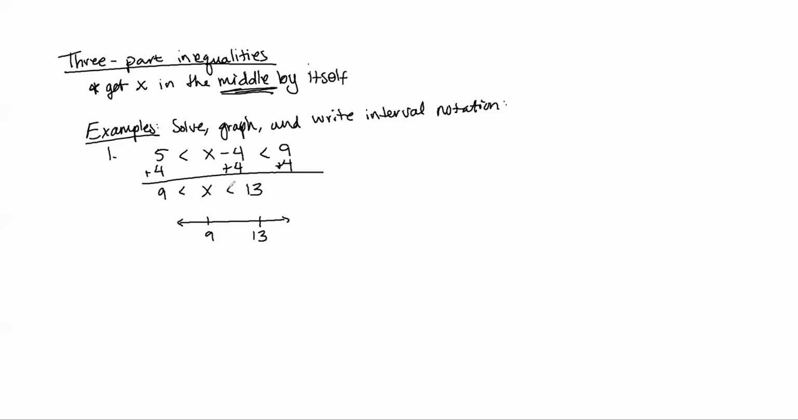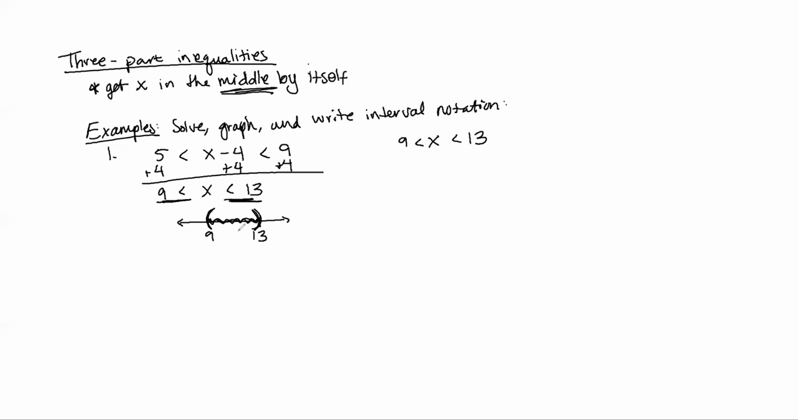They are both less than, so whichever one is right next to the one on the left is gonna determine whether it's a parenthesis or bracket. So we're gonna have a parenthesis at 9. We're going to have a parenthesis at 13 and shade in between. This is saying x is between 9 and 13. The other way you can kind of see that, let me just write this off to the side. You don't have to write this down if you don't want to. This is just kind of explaining what happens here.